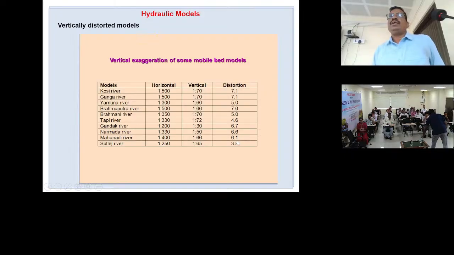Like that, we have distorted the models, constructed them, and studied them. The model studies were conducted at CWPRS, and we got the results, wrote the technical reports, and submitted them to the project authorities. In this, the Kosi River model is still existing and the Yamuna River model is also still existing at CWPRS.